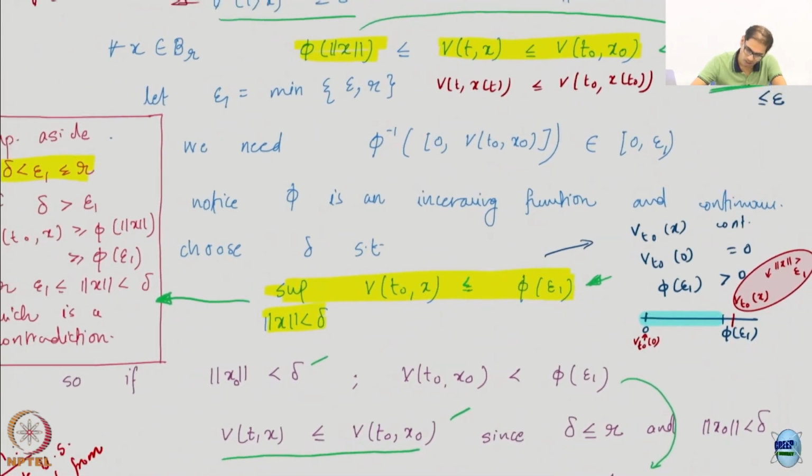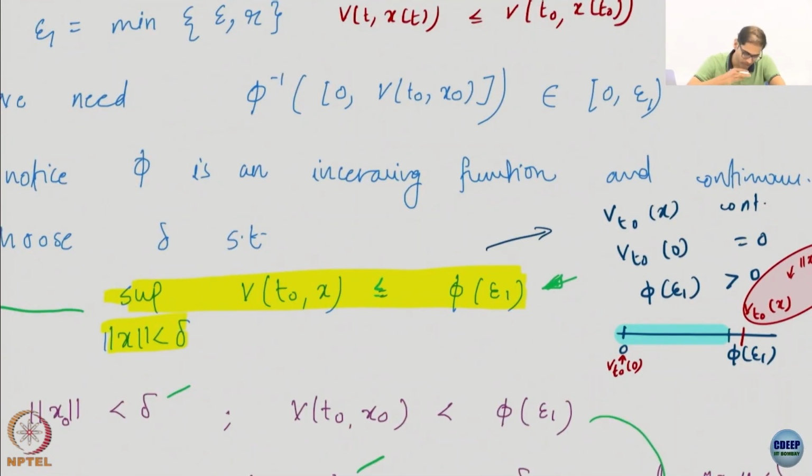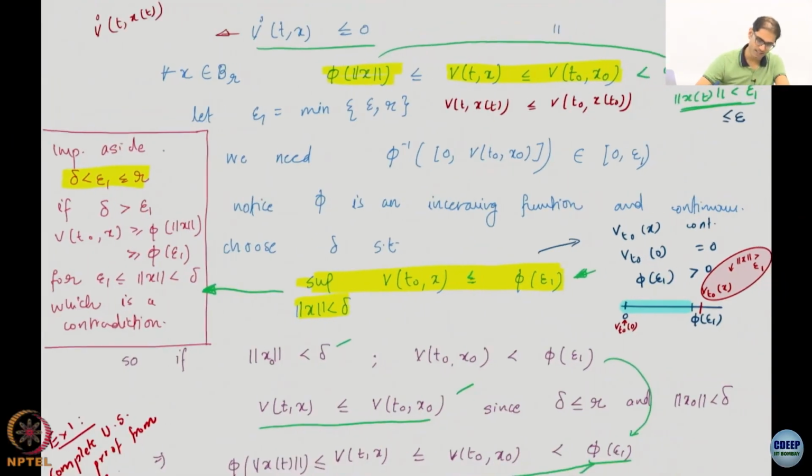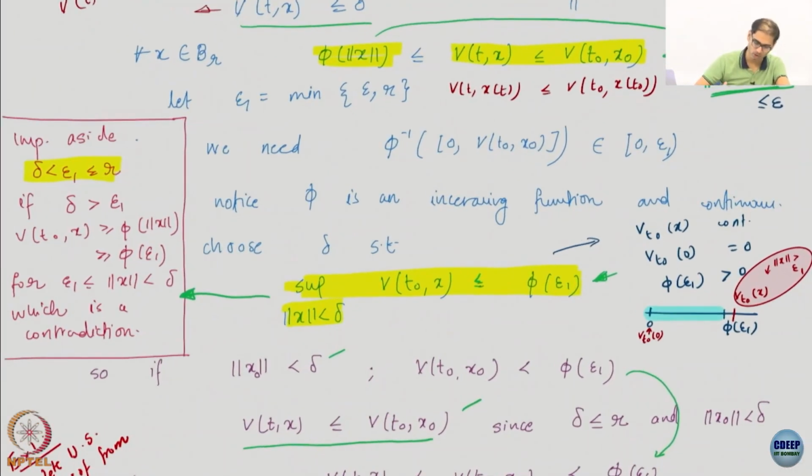Alright, now yeah, so that is what I say here. I say here in this more mathematical language that we choose delta such that the sup of norm x less than delta of Vt0x is less than or equal to this guy, exactly the same statement as before. Here it was alpha epsilon 1 square, now I have just written phi epsilon 1, nothing has changed, exactly the same argument.